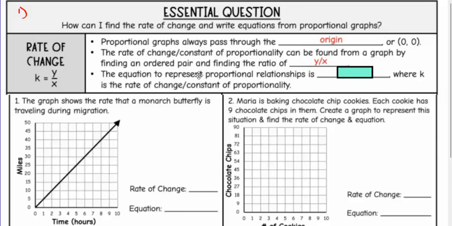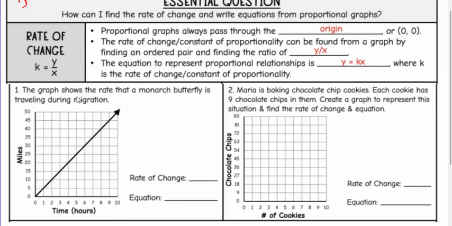So again, we're going to write all this down and then we'll do some of them. The equation to represent a proportional relationship is, again, y equals kx, where k is the rate of change, or the constant of proportionality. Okay. So now we've used this as many times. We've called it k, we've called it the scale factor, we've called it unit rate, we've called it the constant of proportionality, now the rate of change. And then when you get into 8th grade, it will be slope. So all of them mean the exact same thing. It is a relationship of your y value over your x value. All right, so let's do some examples here.